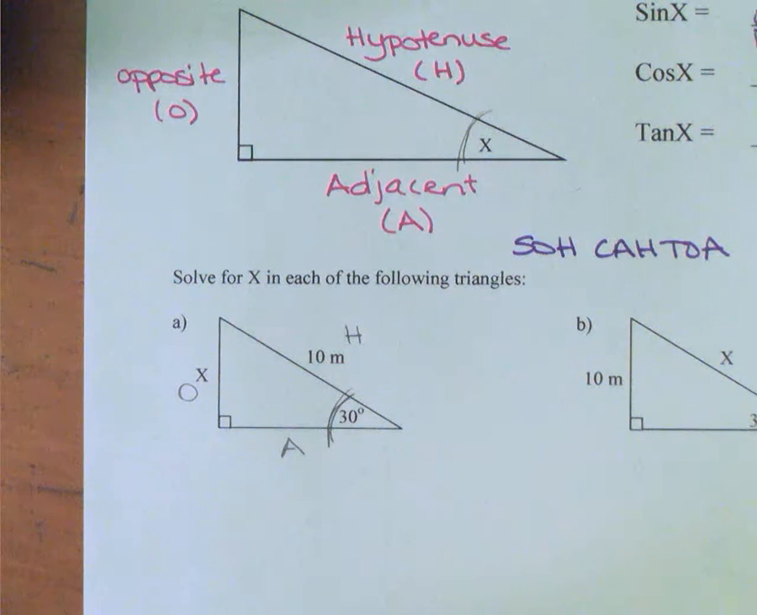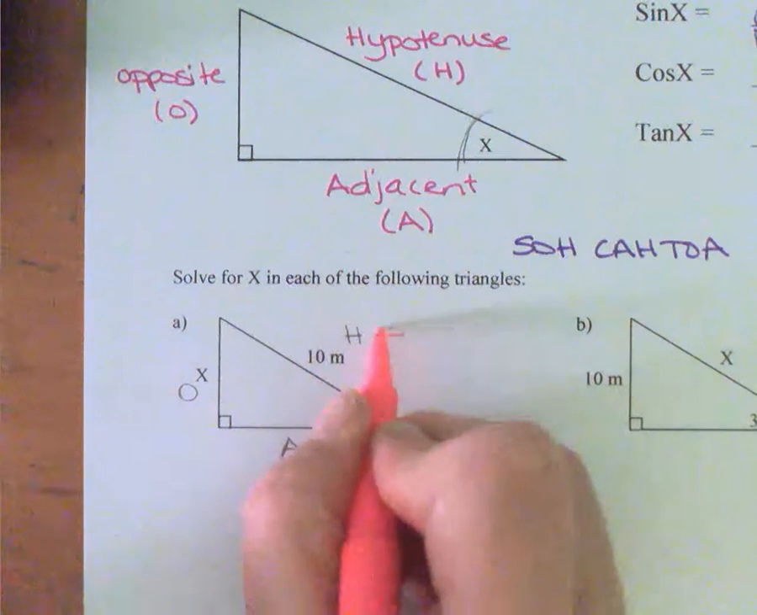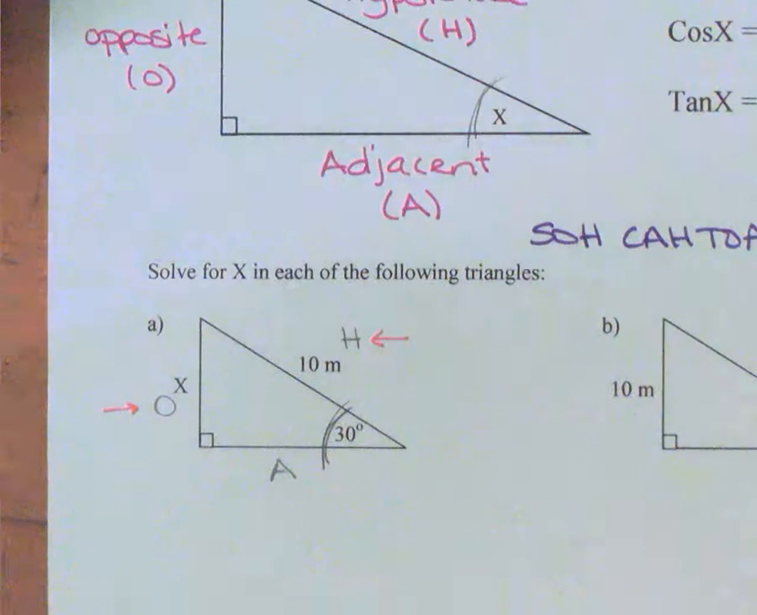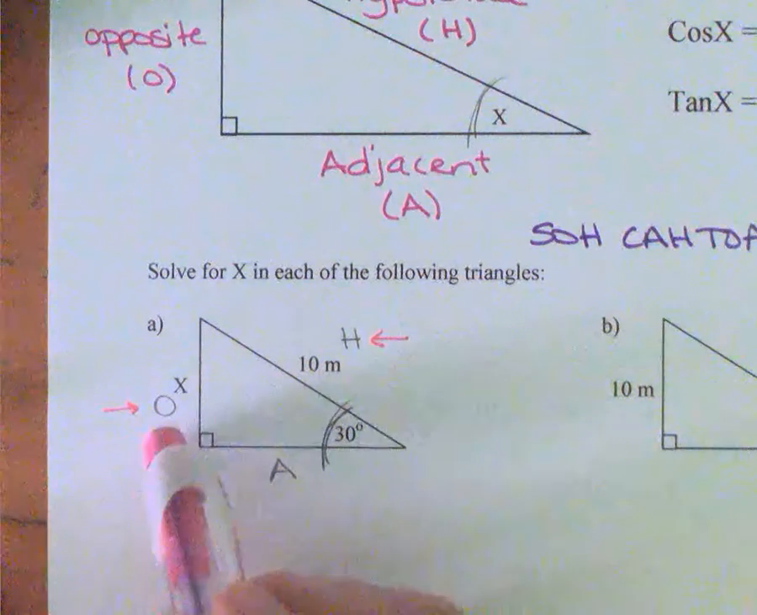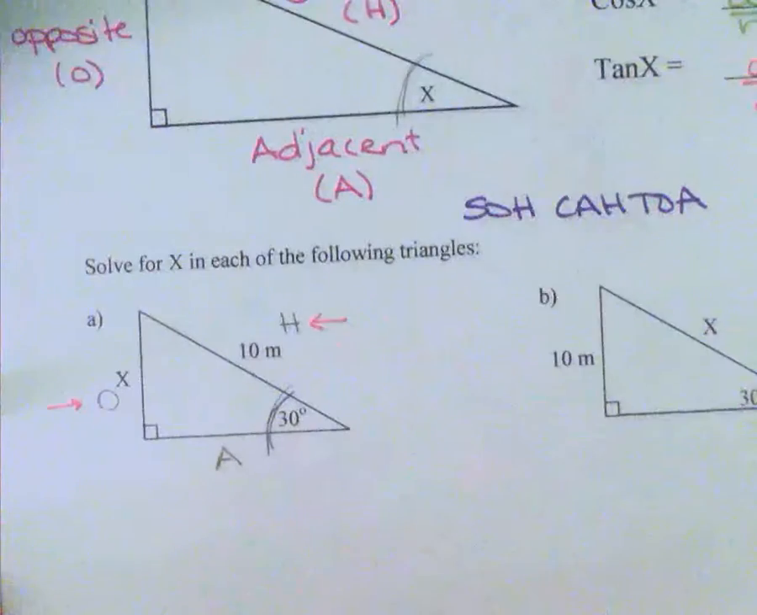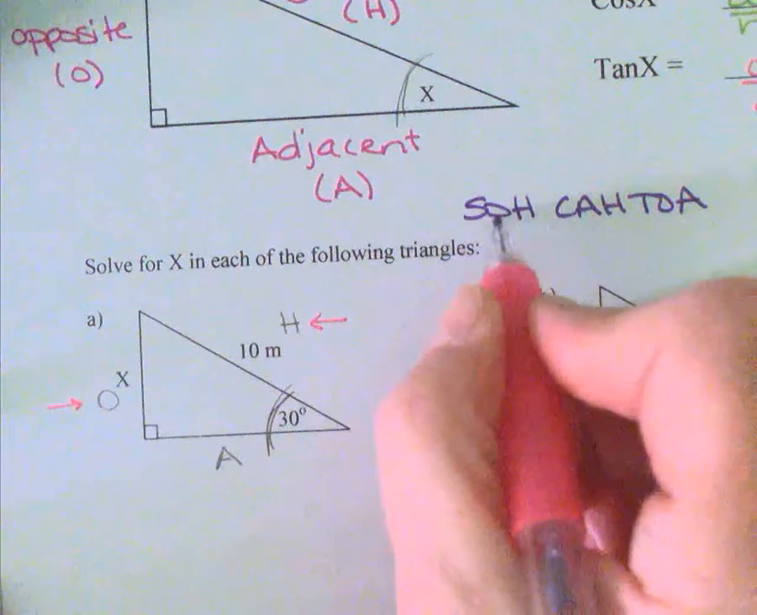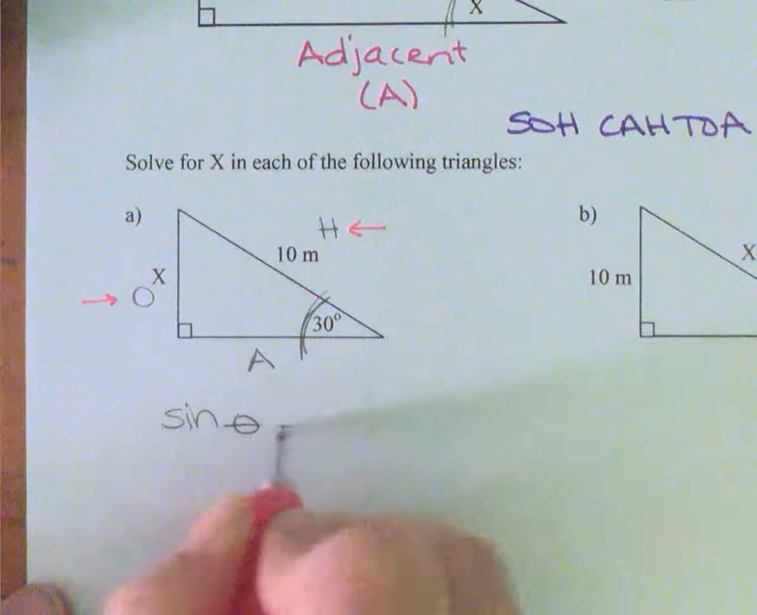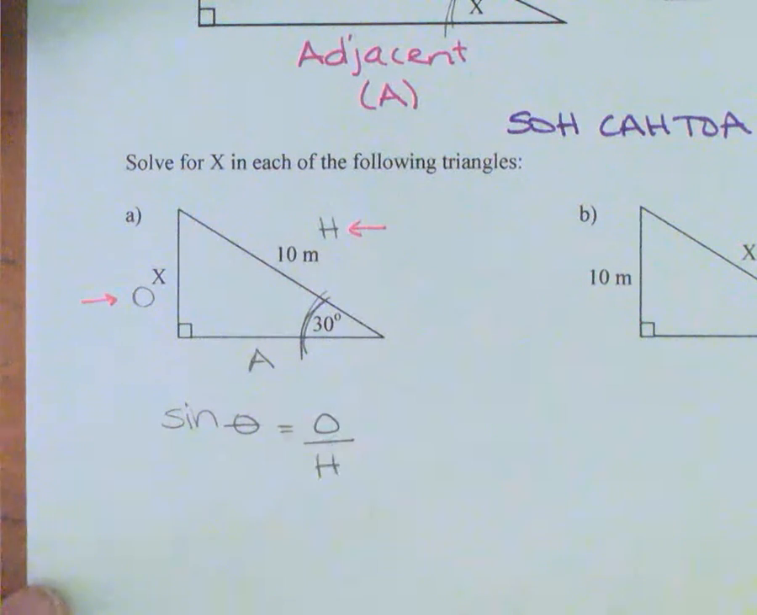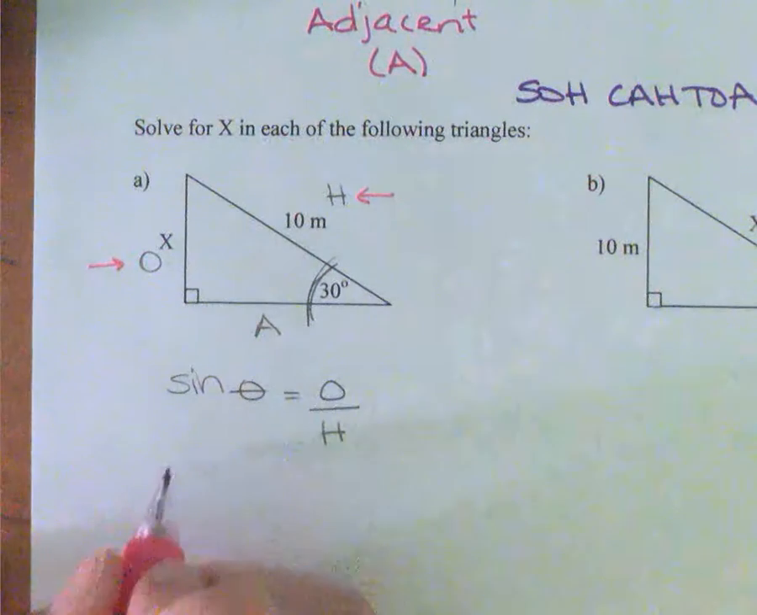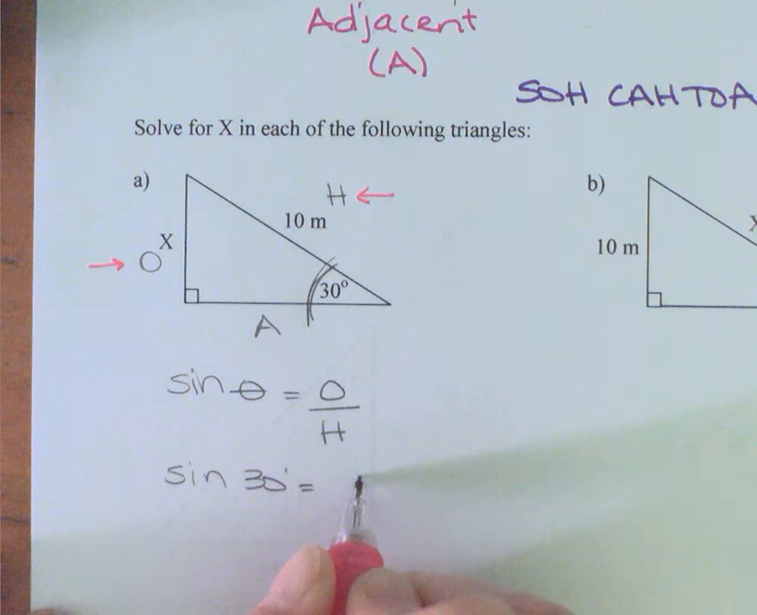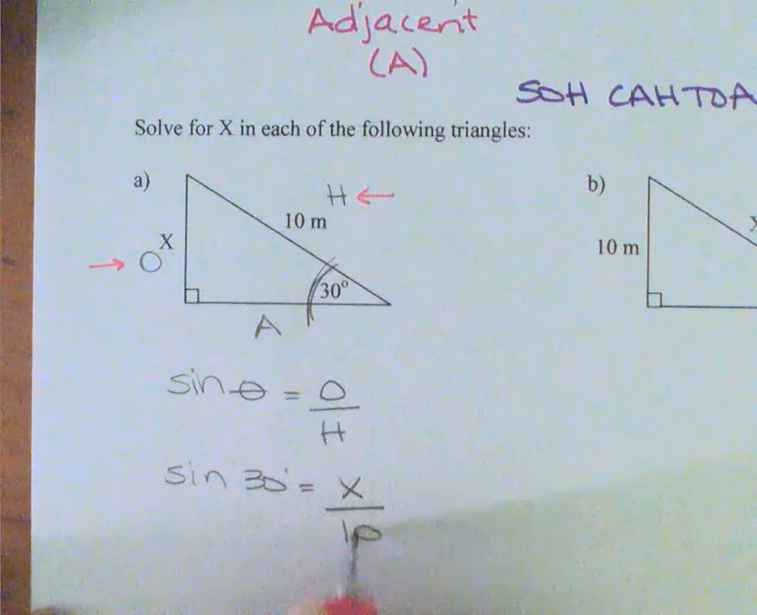So I look for the ones that have something that matters. So I have the hypotenuse, and I have the opposite. So in SOHCAHTOA, I want the SOH, opposite and hypotenuse. So I'm going to write sine theta is equal to opposite over hypotenuse. So then I write sine of 30, opposite is x, hypotenuse is 10.